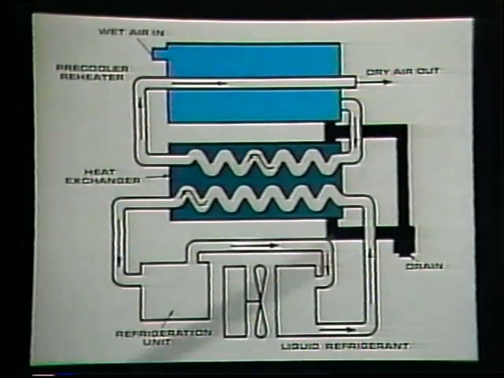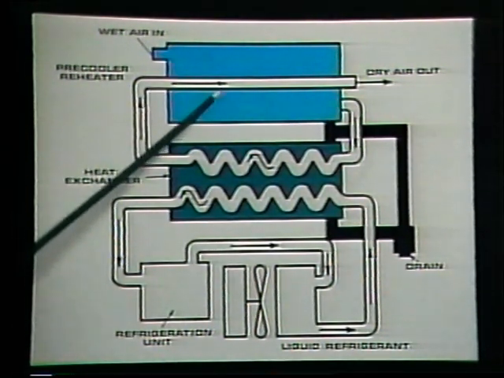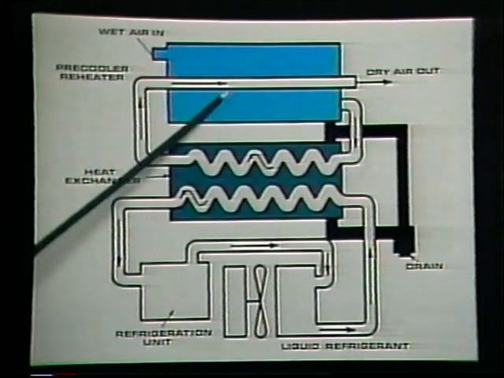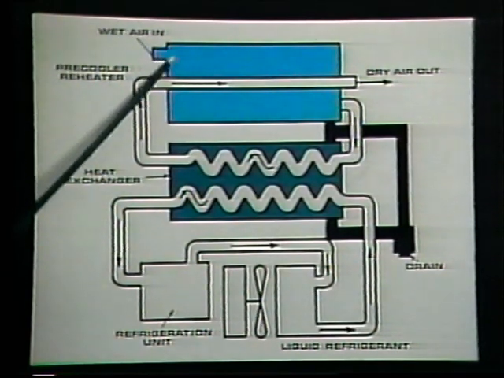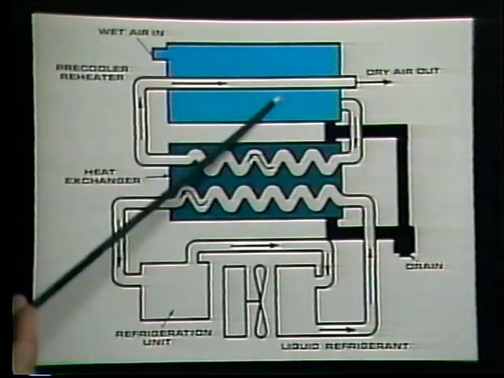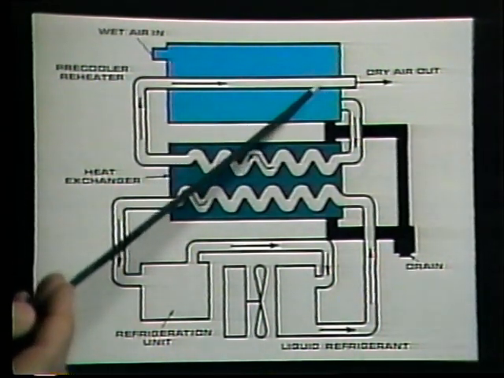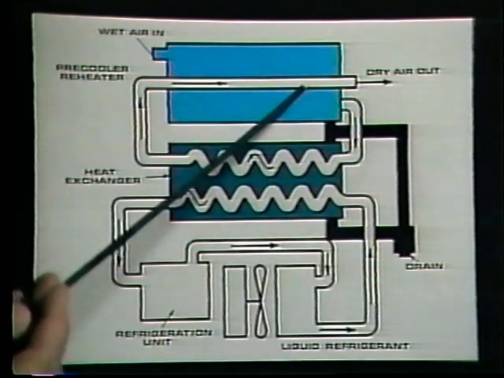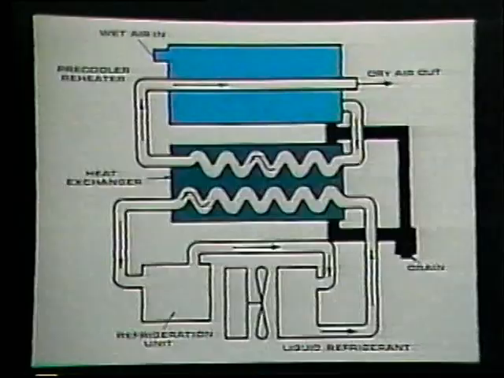Now look what happens. This section is called a pre-cooler reheater for a good reason. The saturated air coming from the aftercooler is still pretty warm. It passes around this tubing here, which contains air that has already passed through the coils of the heat exchanger. The entering warm air gives off some of its heat to the air that is exiting. So the incoming air is cooled somewhat, and the air leaving is warmed or reheated.